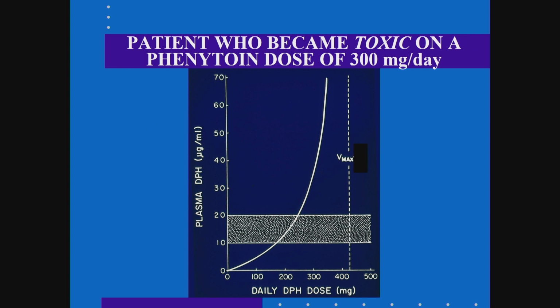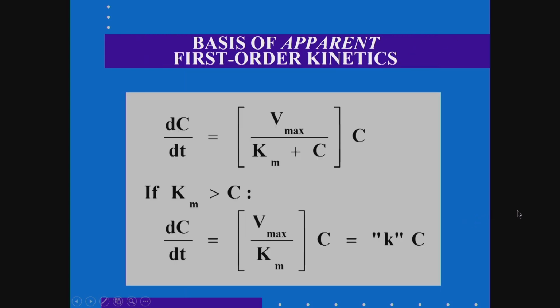And again, this is another example of a patient that became toxic on a phenytoin dose of 300 milligrams per day, a typical dose, if you will, but excessive in the case of this individual with slower rate of metabolism. Defining the therapeutic dose for this patient should really be 200 milligrams per day.